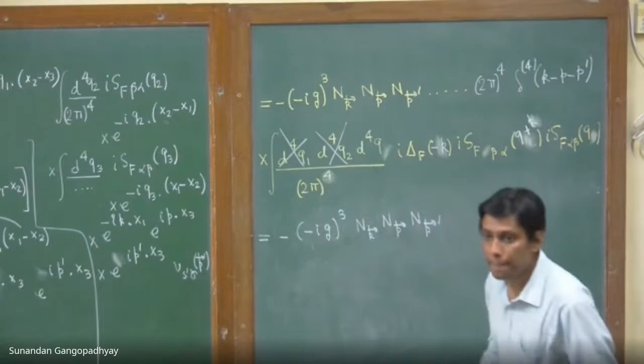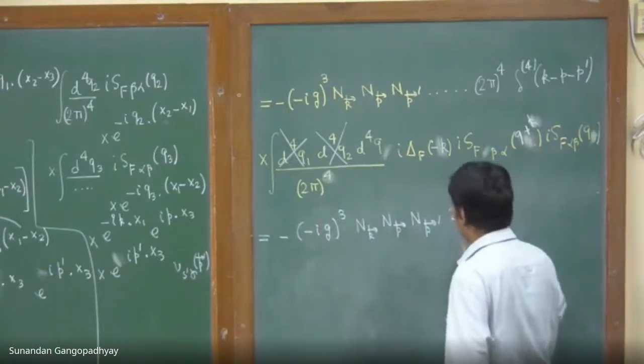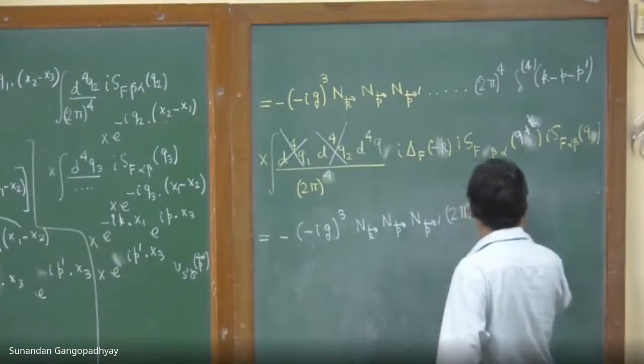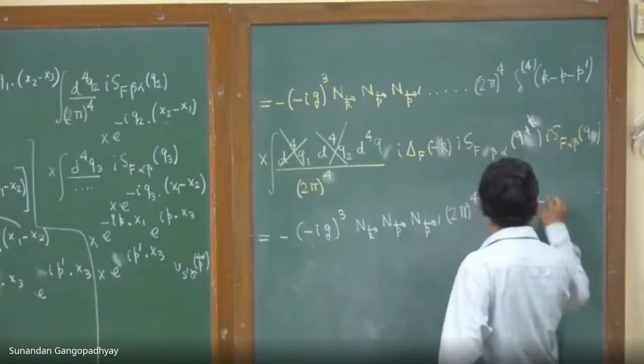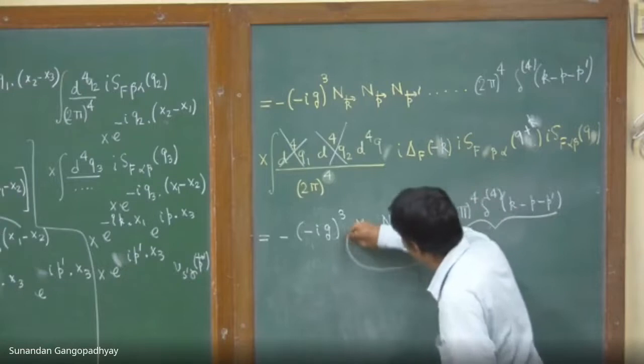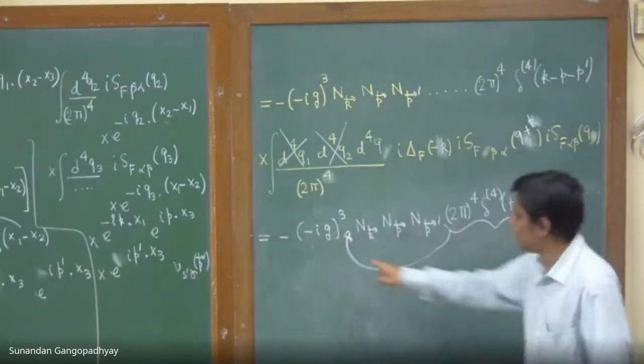Yes, I write it down. Before that, it's better to write 4K minus P minus P prime. It is better to write this part over here. This thing over here.